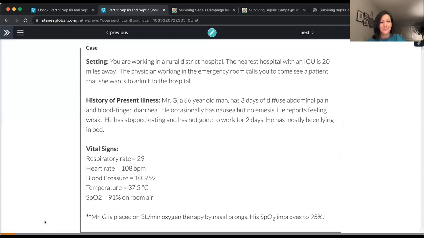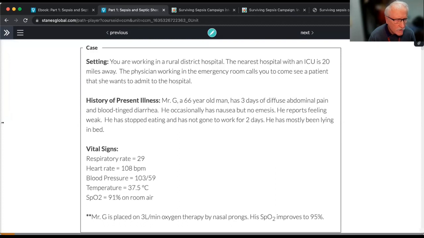Our case is, presuming you're working in a rural district hospital and the nearest hospital with an ICU is 20 miles away. The physician working in the emergency room calls you to come see a patient that she wants to admit to the hospital. The history of the present illness is that Mr. G is a 66-year-old man with 3 days of diffuse abdominal pain and blood-tinged diarrhea. He occasionally has nausea, but no emesis. He reports feeling weak, and he has stopped eating and has not gone to work for 2 days. He is mostly lying in bed.